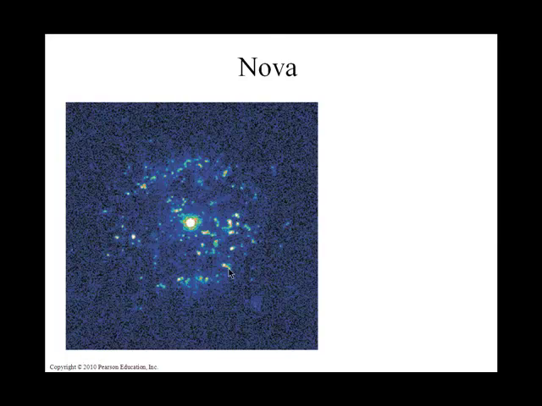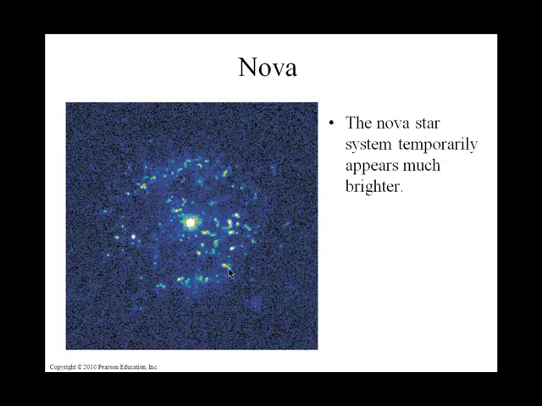So this is not a very good photo of a nova event occurring. What will happen is that the disk area around that white dwarf will get really bright for a little bit, and then it will dim back down to normal. And like I said, nova events can reoccur in the same binary system.